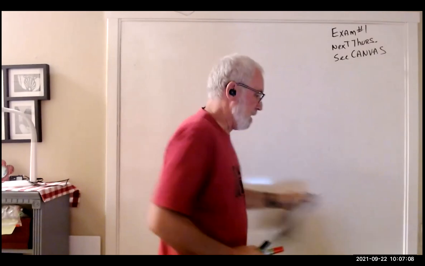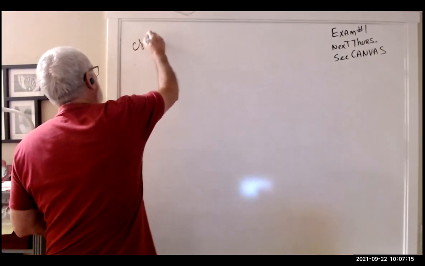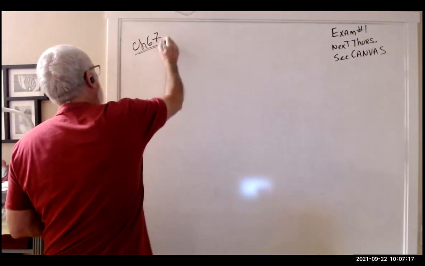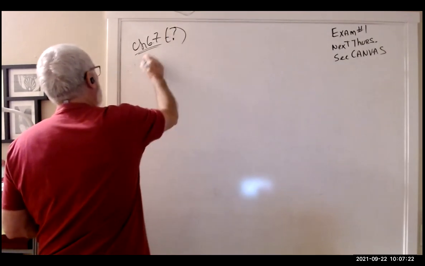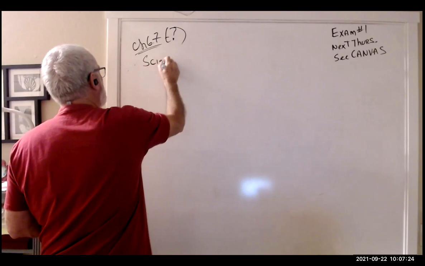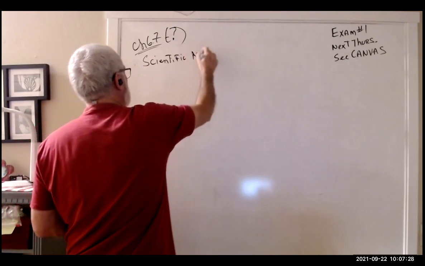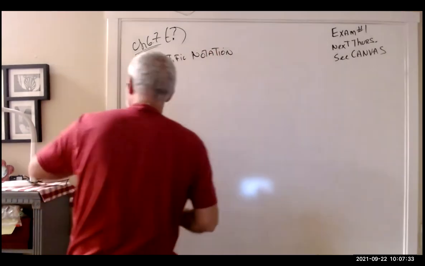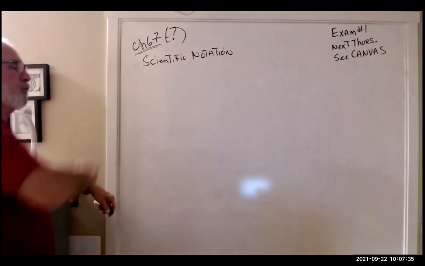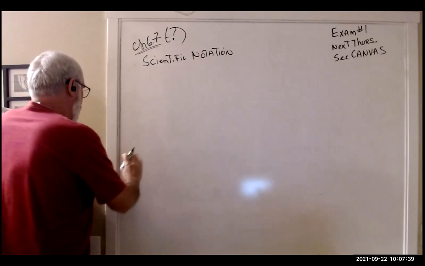Okay. In the tail end, I think it's chapter 6.7. I forgot to write down what chapter it is, so put a question mark there. It's called scientific notation. And there's a big historical reason why it was invented. Well, I'll tell you why it was invented.